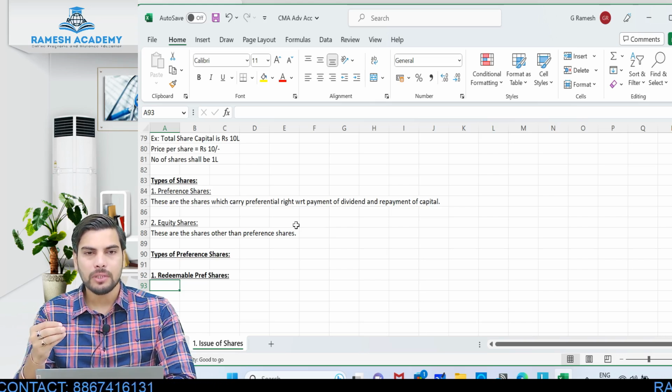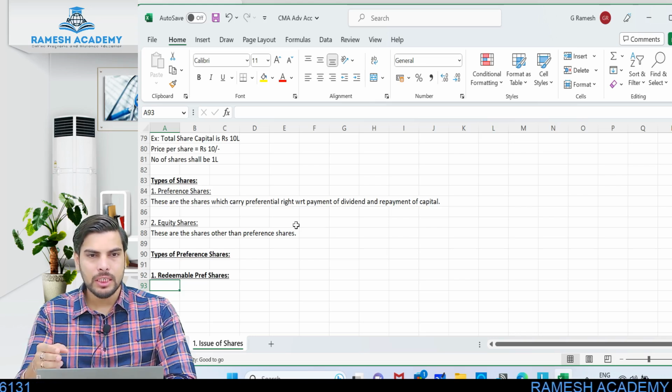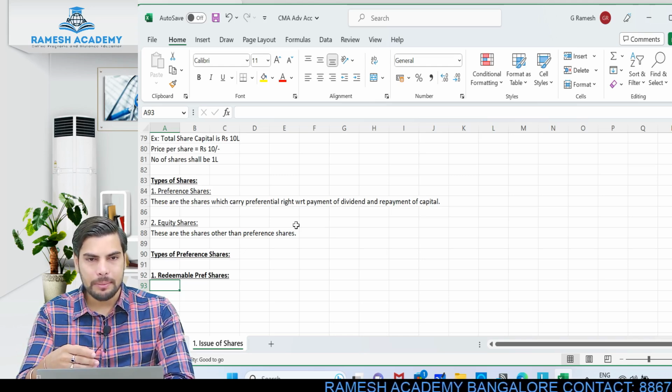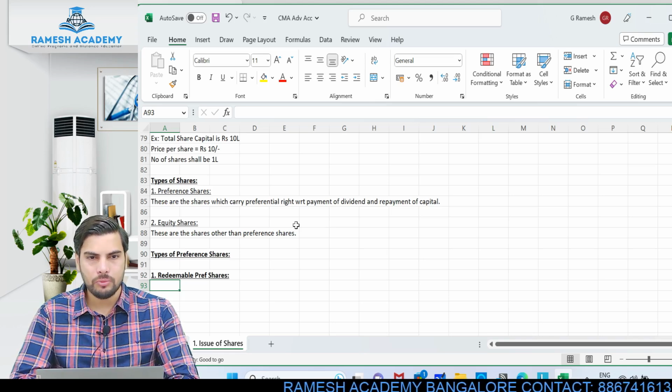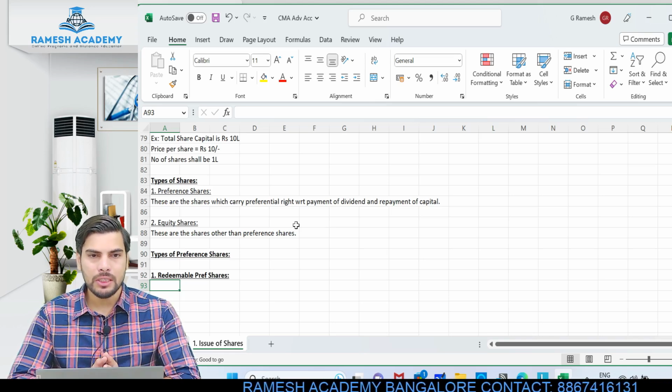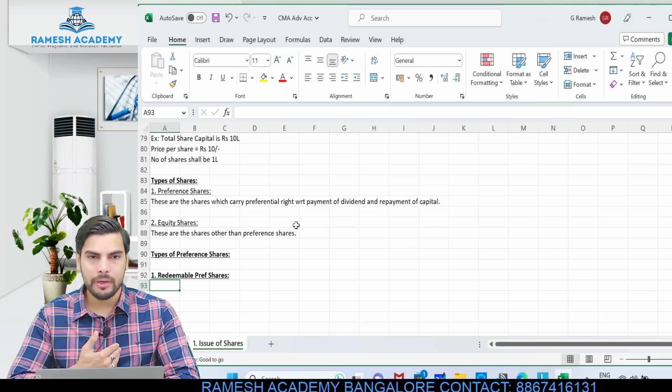If I'm issuing the shares today, the redemption value is decided initially, saying these shares will be repaid at so and so value. After a certain period of time, if I'm repaying it, it is called redeemable preference shares. These shareholders get back their capital before the company is liquidated or wound up.